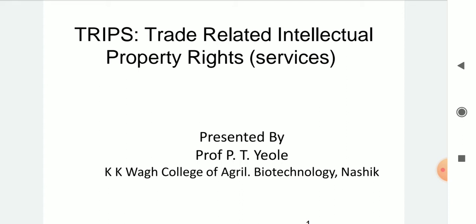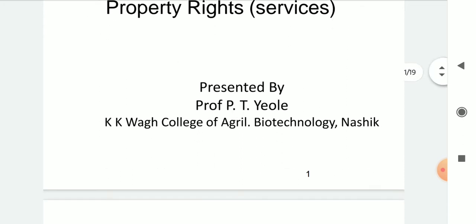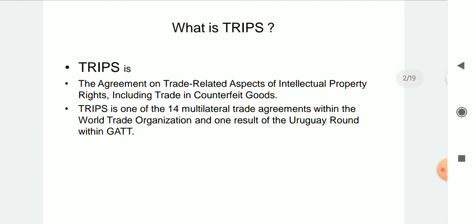We will discuss TRIPS, that is the Trade Related Intellectual Property Rights. What is meant by TRIPS? TRIPS means the Trade Related Aspects of Intellectual Property Rights, including trade in counterfeit goods, that is the agreement. TRIPS is one of the 14 multilateral trade agreements within the World Trade Organization and one of the results of the Uruguay Round with GATT.